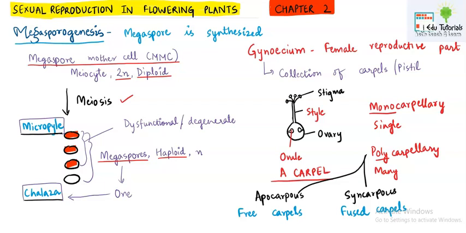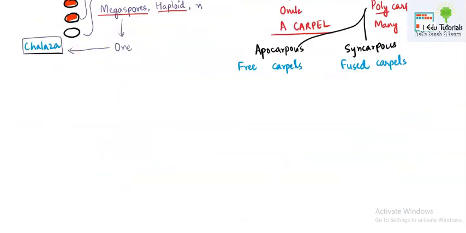Each one will have its own ovary. In syncarpous condition, because the carpels are fused together, there will be only one ovary with many ovules in it. Now let's come back to our megaspore. Here we have seen that only one megaspore was formed. And this megaspore will be haploid in nature because it is formed as a result of meiosis.